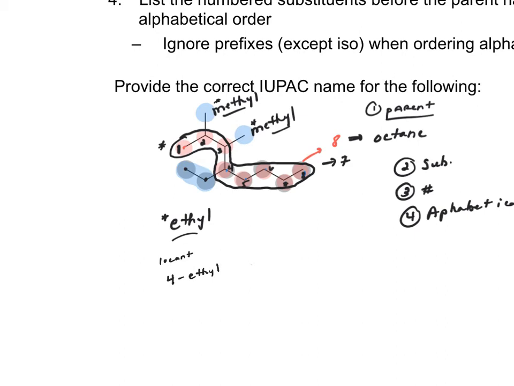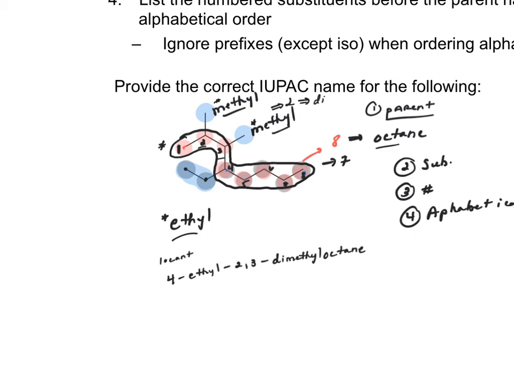I then have a cluster. I have 2 methyl groups, right? Because there are 2 of them, I have to use the prefix di. Then I also have to state where they're at. So I have a 2, 3. Anytime I have a letter separated from a number, I use a hyphen. So it's 4-ethyl-2,3-dimethyl. And then I end it finally with our parent. So it's locant, substituent, and then parent chain, which is octane.